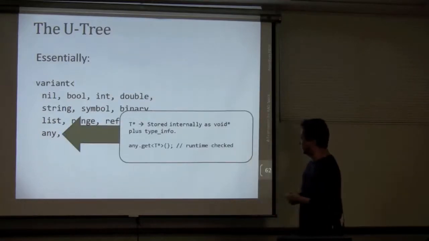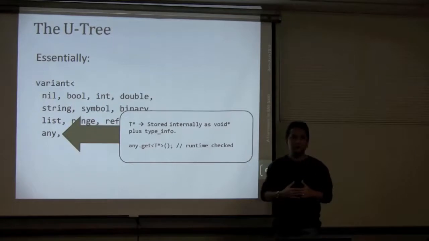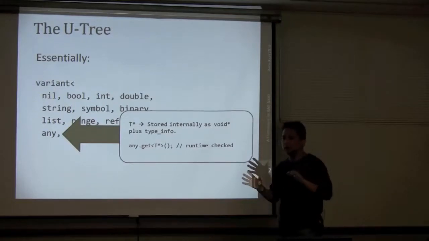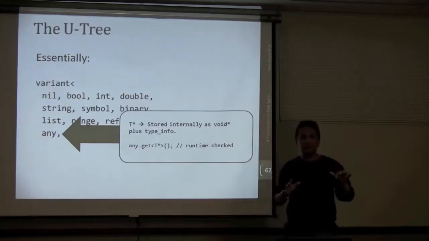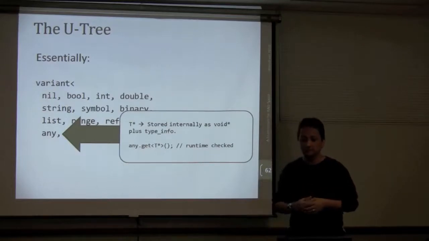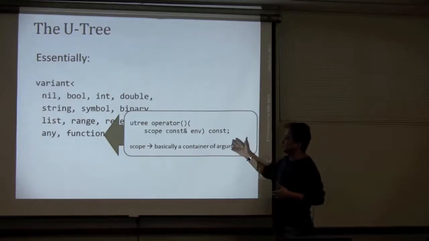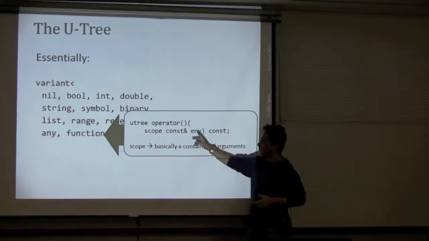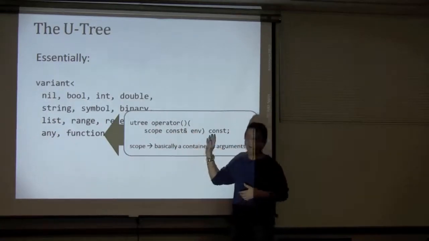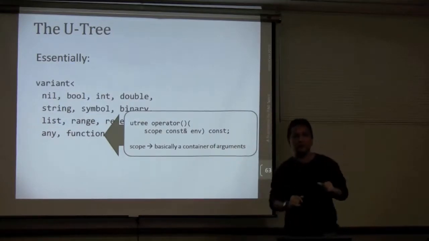Same for internal purposes. We won't be using this, but it's sometimes nice to have some opaque data there represented as a void pointer plus the type info. So the type is checked dynamically at runtime. And last but not least, a U-tree can be a function. So with this function signature, it returns a U-tree and takes in a scope. So what is a scope? Basically just a container of arguments, but there's more to it than that.